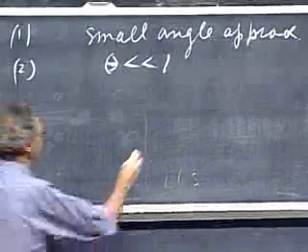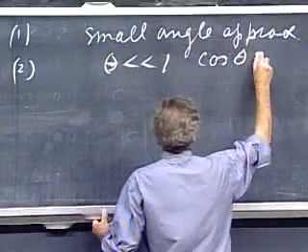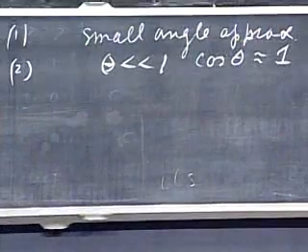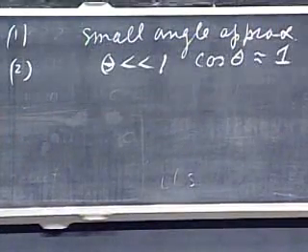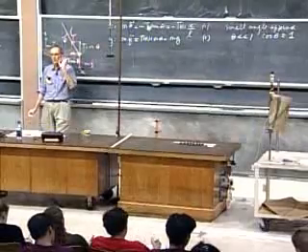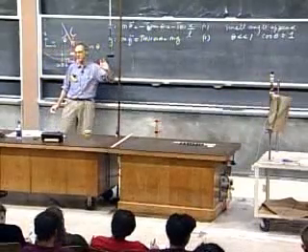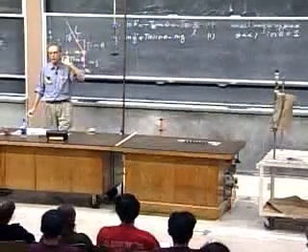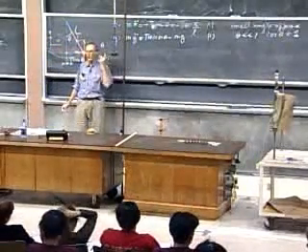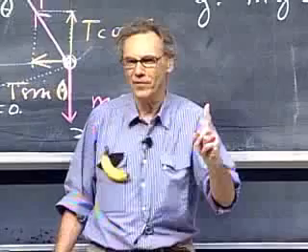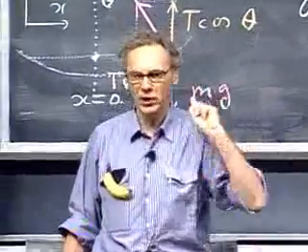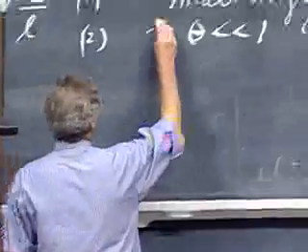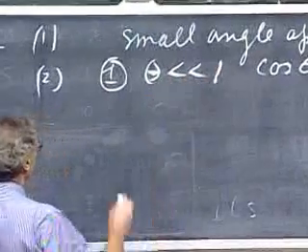If that's the case, the cosine of theta is very close to 1. You will say, well, how close to 1? Okay, 5 degrees: the cosine is 0.996. That's close to 1. 10 degrees: the cosine is 0.985. That's only 1.5% different from 1. So even at 10 degrees, you're doing extremely well. So this is consequence number 1 of the small angle approximation.